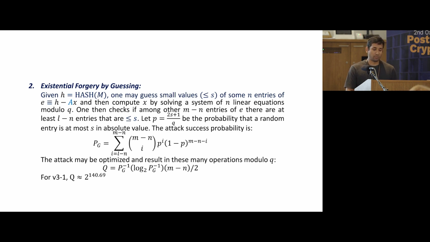And then we can set up a probability, and we can derive that this success probability is expressed by that equation. And that's just the success probability. And then considering the number of operations modulo Q, an optimized attack would roughly take 2 to the power of 140 operations for version 3 level 1.